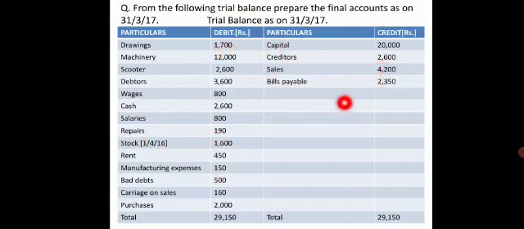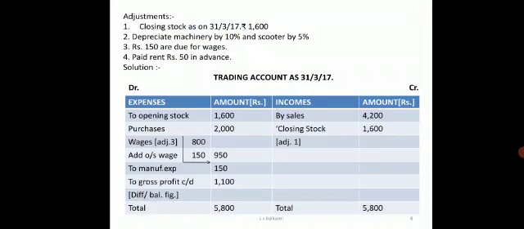So this is the trial balance which is given to us, and the adjustments are given here. Closing stock is 1600, depreciation by 10% and 5% on scooter and machinery. Then wages 50 rupees is due, that means outstanding for wages. Rent is paid in advance for rupees 50. Now from this you have to prepare the trading and profit and loss account.